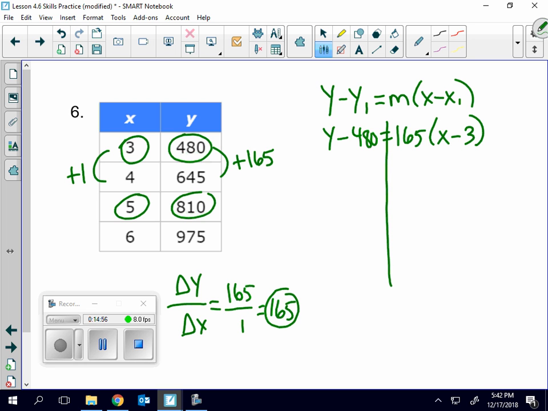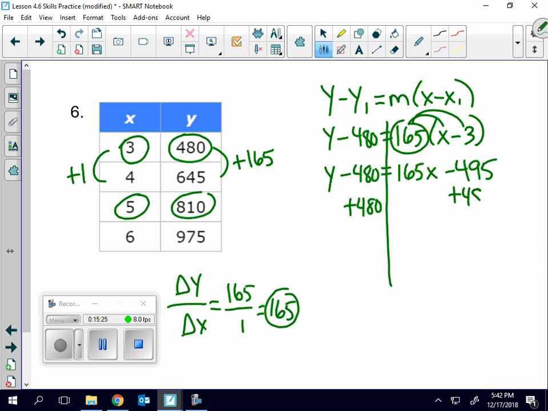All right, distribute the 165. I have y minus 480 equals 165x minus 165 times 3, so it's 165 times a negative 3, which is negative 495. All right, to get y by itself, add 480. I have y equals 165x, and that's going to be a negative 15, minus 15.